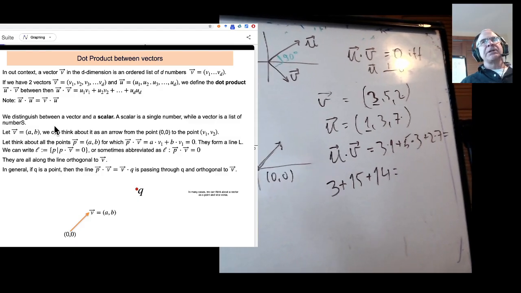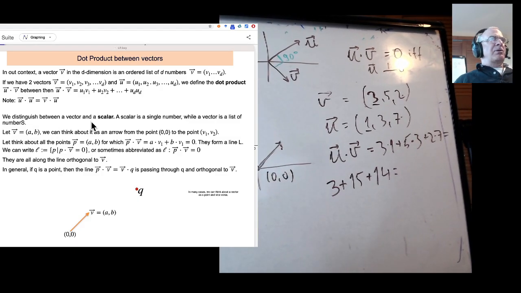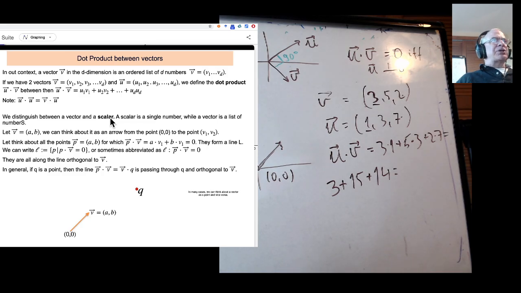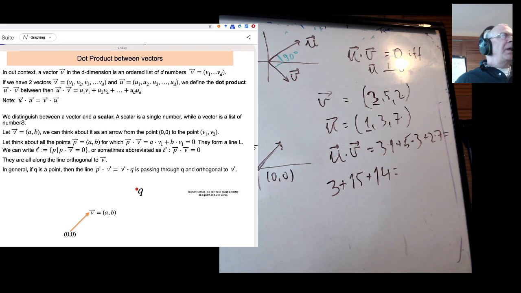We don't need to prove it for this course, but it's definitely worth knowing. And what we definitely distinguish is that a vector is a list of numbers, a scalar is just a number, I said it already. If you want, you can think about a scalar as a vector in dimension 1, but I have no idea why you'd like to do it, but you can.